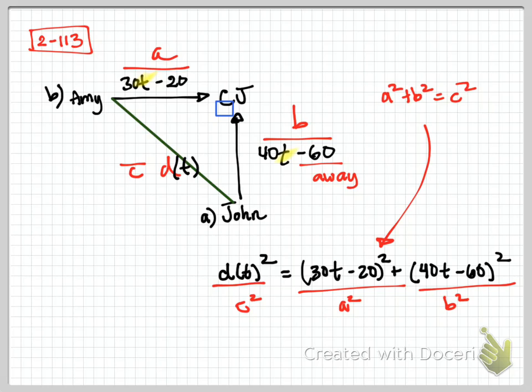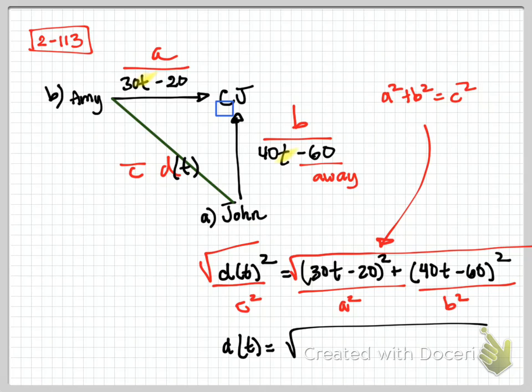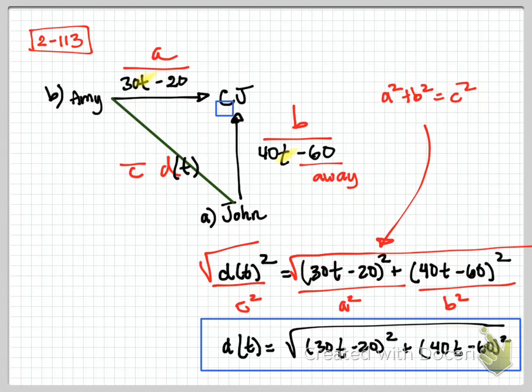Alright, now to get our distance alone, we need to square root it. So our distance function in relation to time would be the square root of (30t minus 20) squared plus (40t minus 60) squared. And that is the answer for C. You can see it's going to change based on how far they've driven.